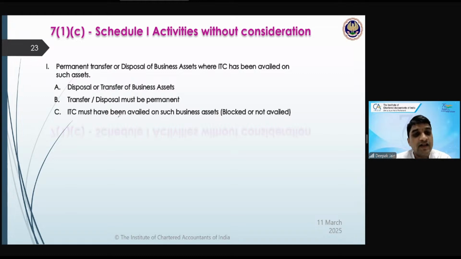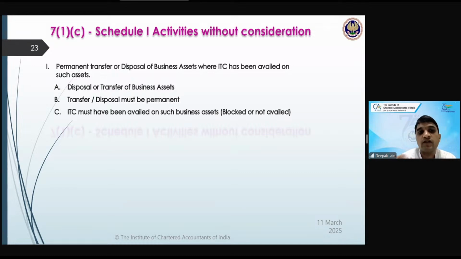Then ITC must have been availed on such business assets, which means that you should have claimed the credit and now you are transferring it through a disposal. Because when you buy any asset, you would have claimed the input tax credit, and when you sell it, you will pay GST. But your scenario is a little different because when you purchased it, you claimed the credit. Now, when you are disposing it off, there is no outward sales.